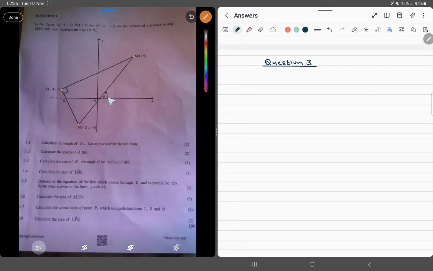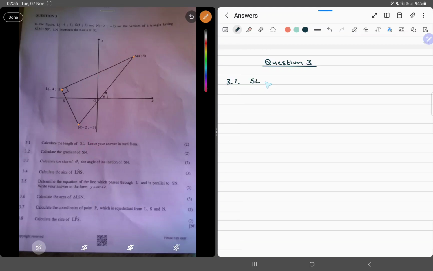So pretty much this is a grade 11 question, and usually most of the things can be done. It's very rare that they leave out some information. Either way, let's answer it by attacking it quickly. 3.1 says calculate the length of SL. Okay, that is that side.